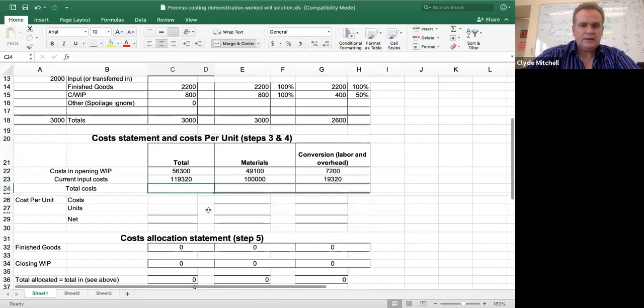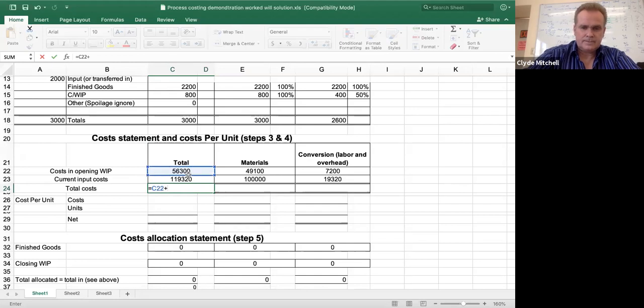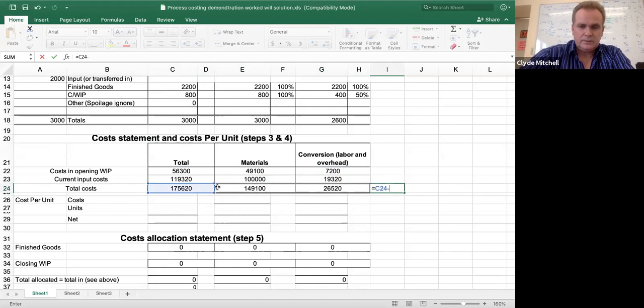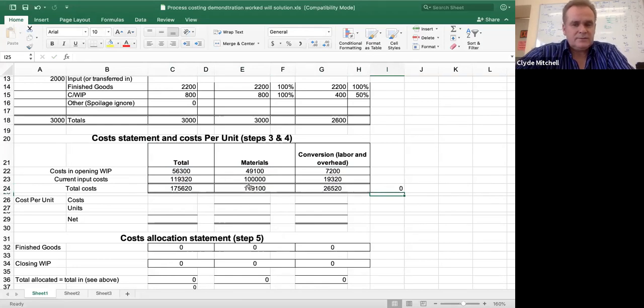And now we can go and add down as well. So we can find the total costs we're dealing with. We can find the total materials cost. It'll be 149,100. And we can find the total conversion costs. You can see here by just linking cells, so much easier than doing it manually. Again, you probably want to do a reconciliation here. If you go equal to, take that total, go and subtract the subtotals. That adds up to 0, so we know everything balances. Right. So this is step three, looking at the costs.